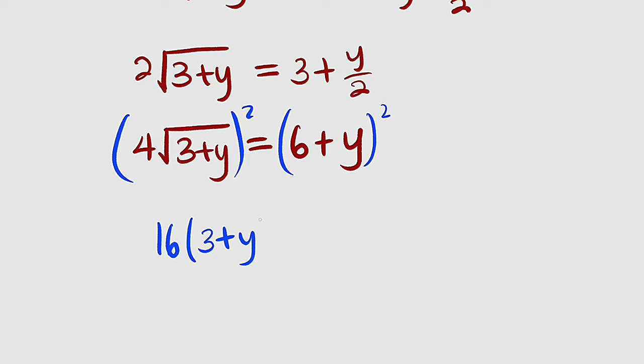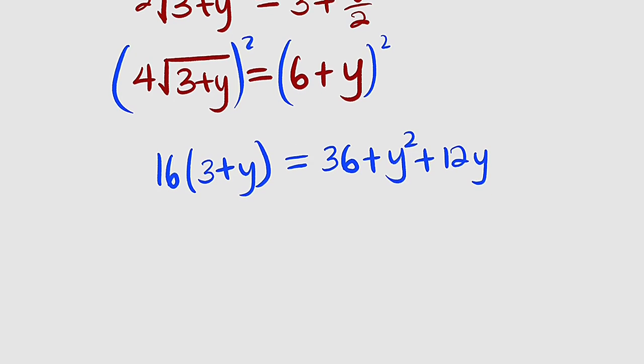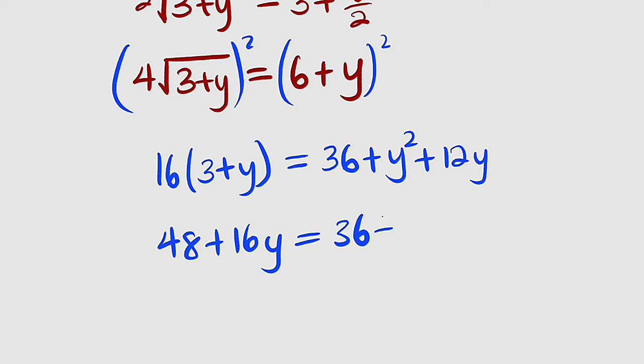Then we have, to the right hand side, first term squared: 6 squared is 36, plus y squared, plus 2 times 6 times y is 12y. Let us expand the left hand side. 16 times 3 is 48, plus 16 times y is 16y. This is equal to 36, plus y squared plus 12y.